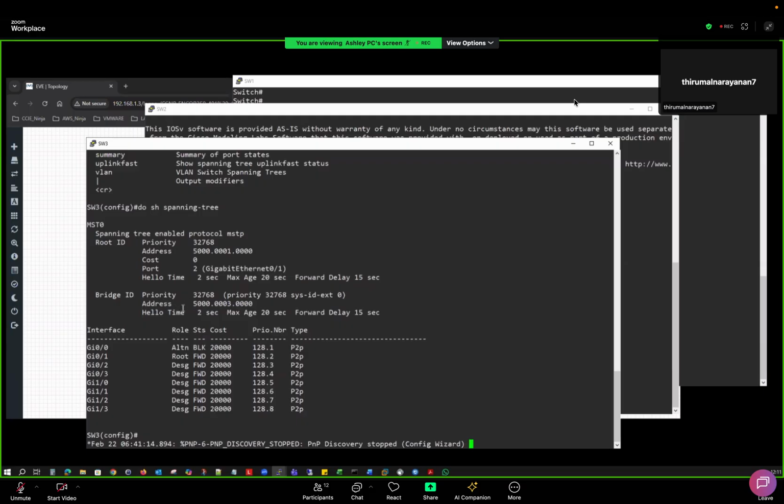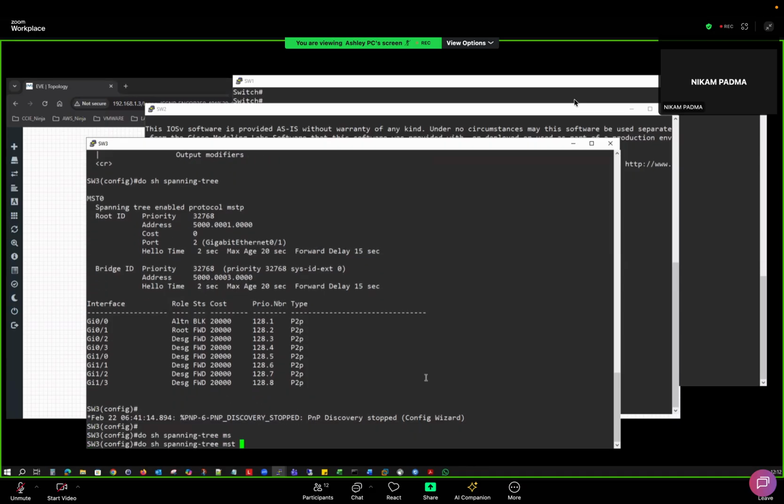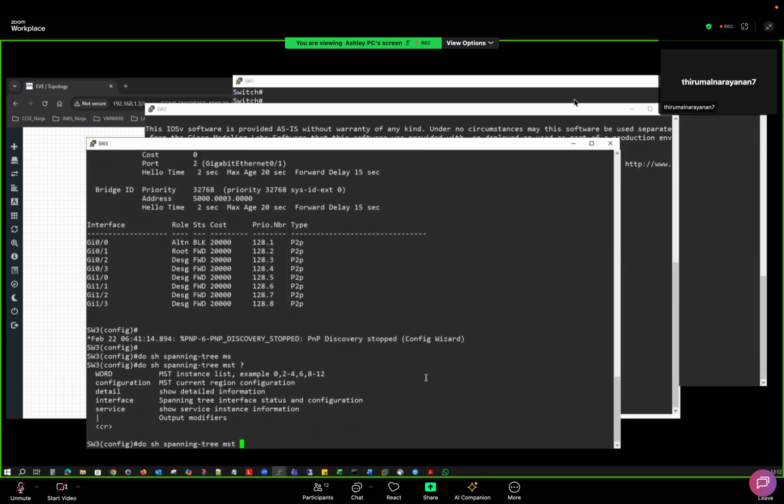Okay. What is it saying? If I'm running MST0, what is it saying? Is there anything which is going to show, indicating that I'm running IST or CST? No, right? You cannot see that, or you can see that? Cannot. No, sir. No.